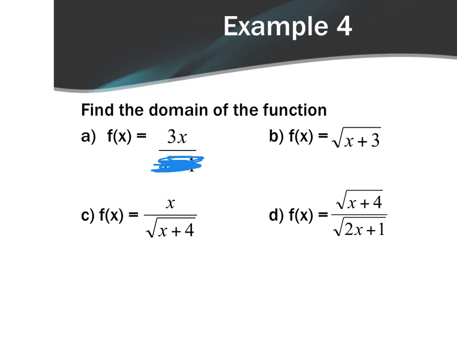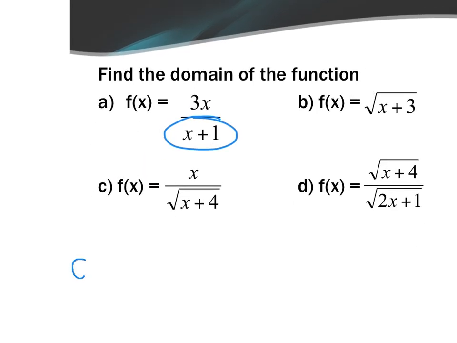But I have a domain restriction. Why do I have a domain restriction? Because there's a variable where? In the denominator. So look back at your notes that I just gave you. If there's a variable in the denominator, not a radical, what do I have to do? Not equal to 0. The reason you say not equal to is because we don't want the denominator to become 0.